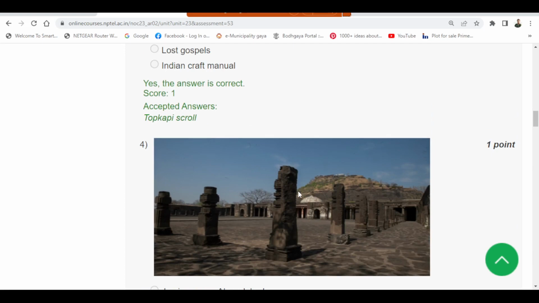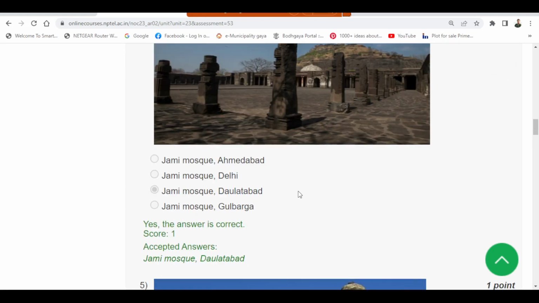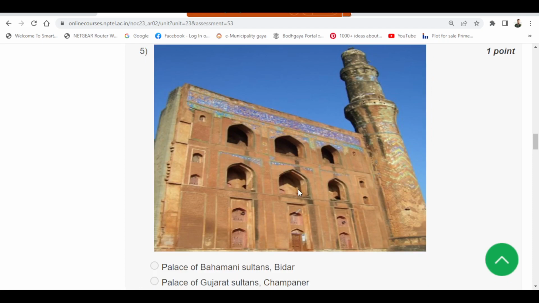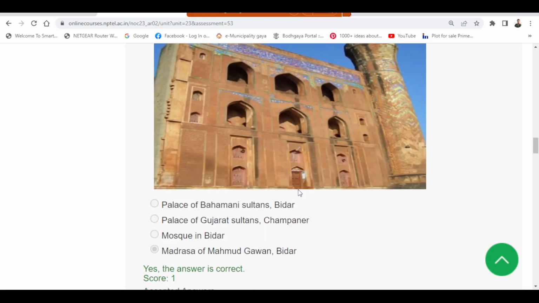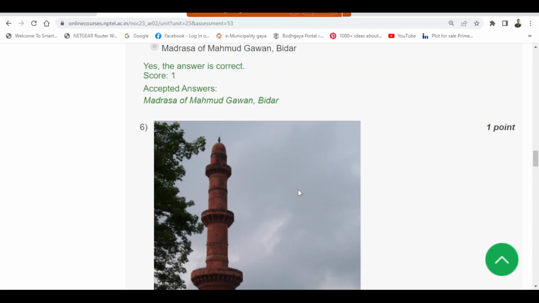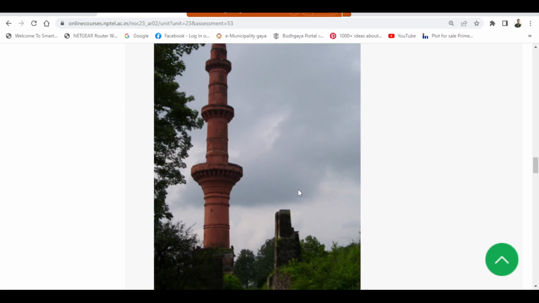It's a mosque in Daulatabad. This is the same structure which has the Chand Minar in the corner of the campus, and it is now known as Bharat Mata Mandir, correct? Jami Mosque, Daulatabad. What about this? Madrasa of Mahmud Gawan, Bidar. This one? Yeah, I was discussing this. Chand Minar, Daulatabad.